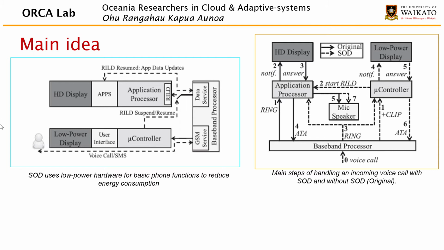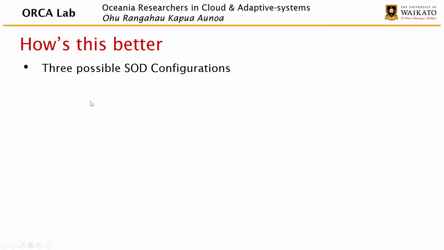And this diagram shows the steps of handling an incoming voice call with SOD and without SOD. There are three possible SOD configurations that can be adopted: controller plus application processor, that is described in the previous slide; only controller, that uses a slightly more powerful microcontroller to run both operations without the need to resume the RILD on the power-hungry application processor; and application processor only, a baseline that executes all the RILD operations on the most powerful application processor.